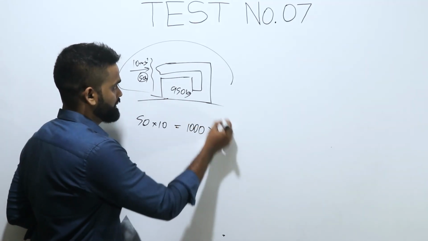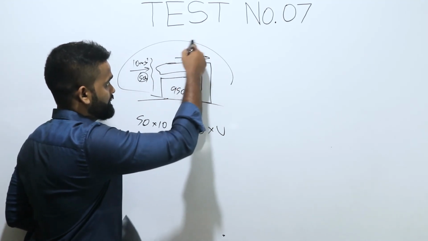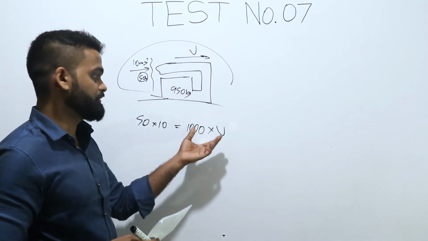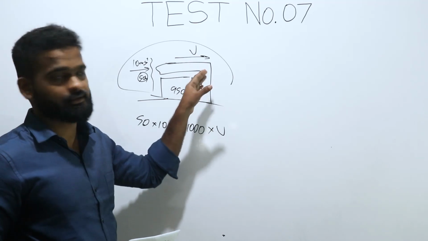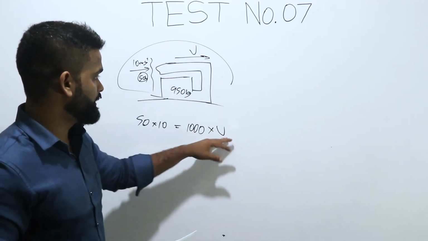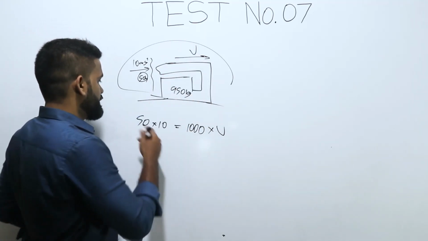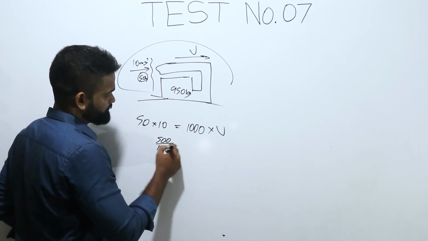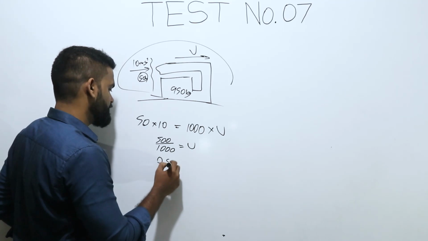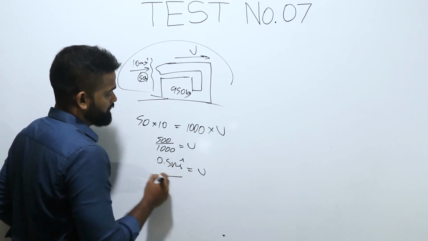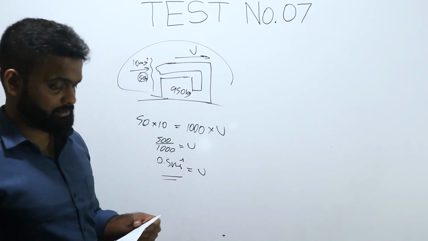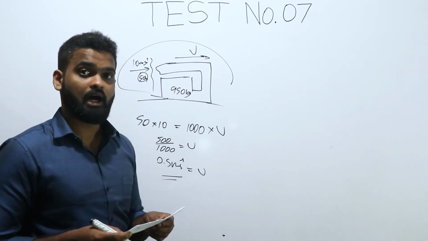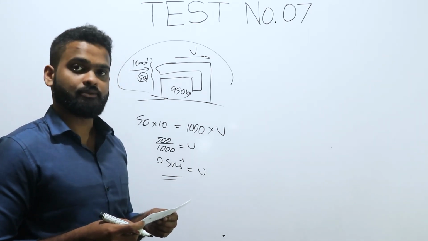Then let's say after that the tunnel starts to move at velocity v. Initially the tunnel is at rest. Now it gains a velocity v. Then this is 500 divided by 1000, so that is 0.5 meters per second. 0.5 meters per second is the velocity of the tunnel. So the answer for the 15th question should be the first one.